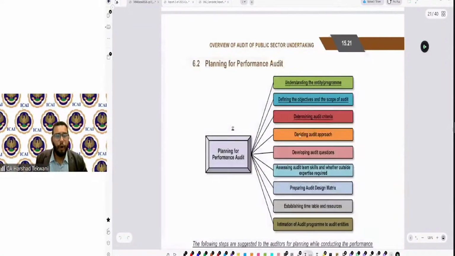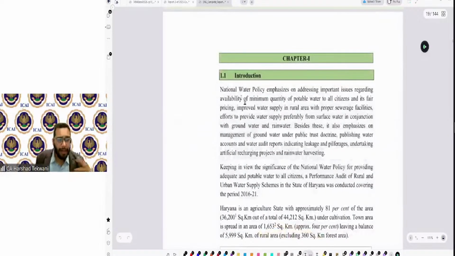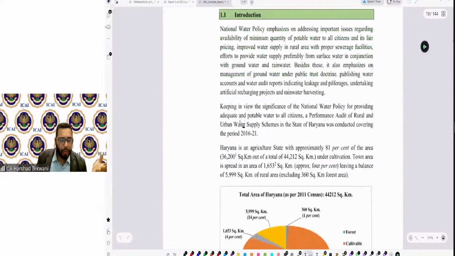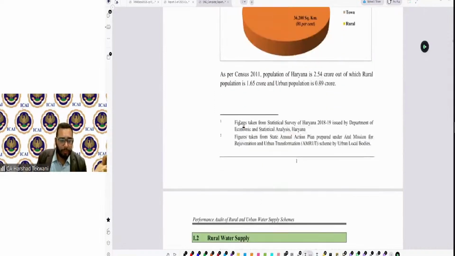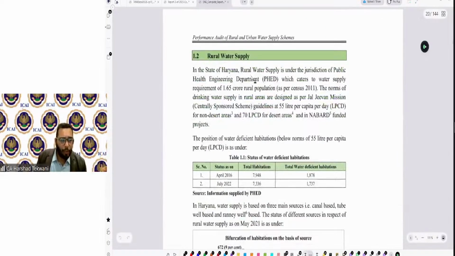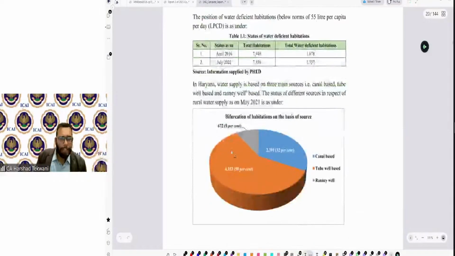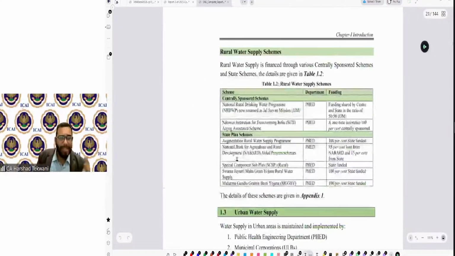What was the first thing? Understand the entity or the program. Now, if you see in the current example, they have provided what the program was about. Introduction to the program. Basically, the rural water supply program is there. How much it is covering, how it is covering, everything they have understood in detail. These are the rural water supply schemes, understanding the program.